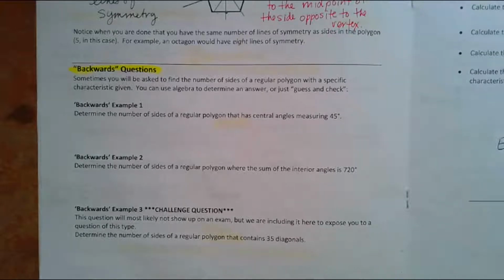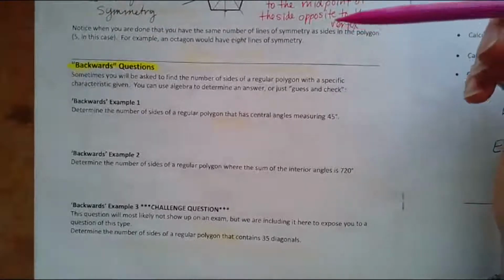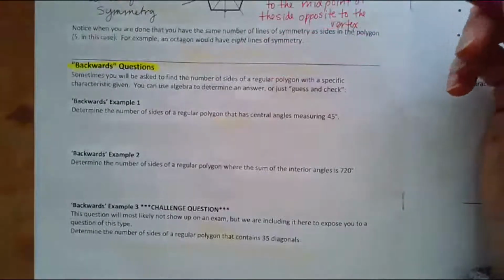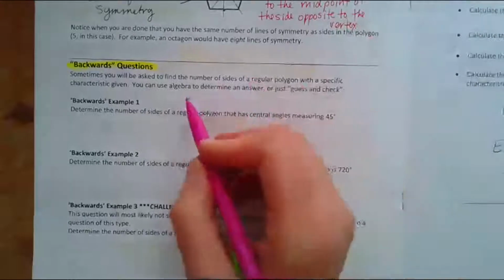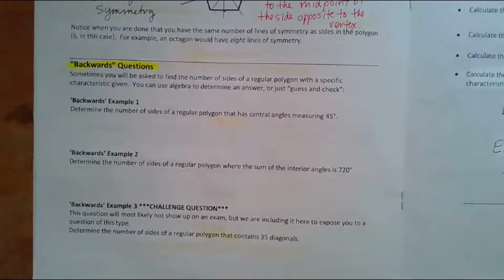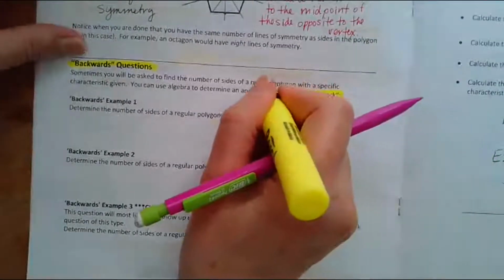Sometimes you're asked to find the number of sides in a regular polygon. That would mean you're not given the name of the shape or a picture. If you're just given words, they give you the info and you have to find the number of sides. But they give you other information. In this case, we can use algebra, or, and this is really important, just do a guess and check. So whatever works for you, okay?